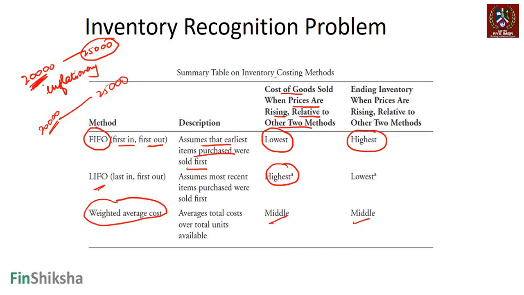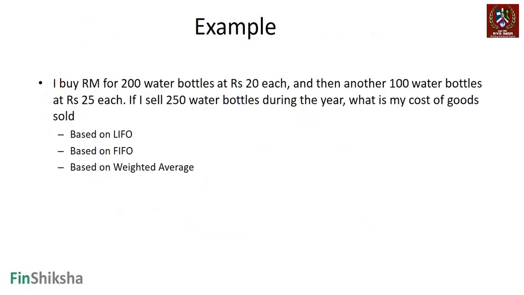What came in first goes out first. Simple method, no complications, simple assumption around it, right? That's what we do for the inventory recognition problem. Let's take an example. I buy raw material for 200 water bottles at 20 rupees each and then 100 at 25 each. If I sell 250 water bottles during the year, what is my cost of goods sold? Based on LIFO, based on FIFO, based on weighted average.